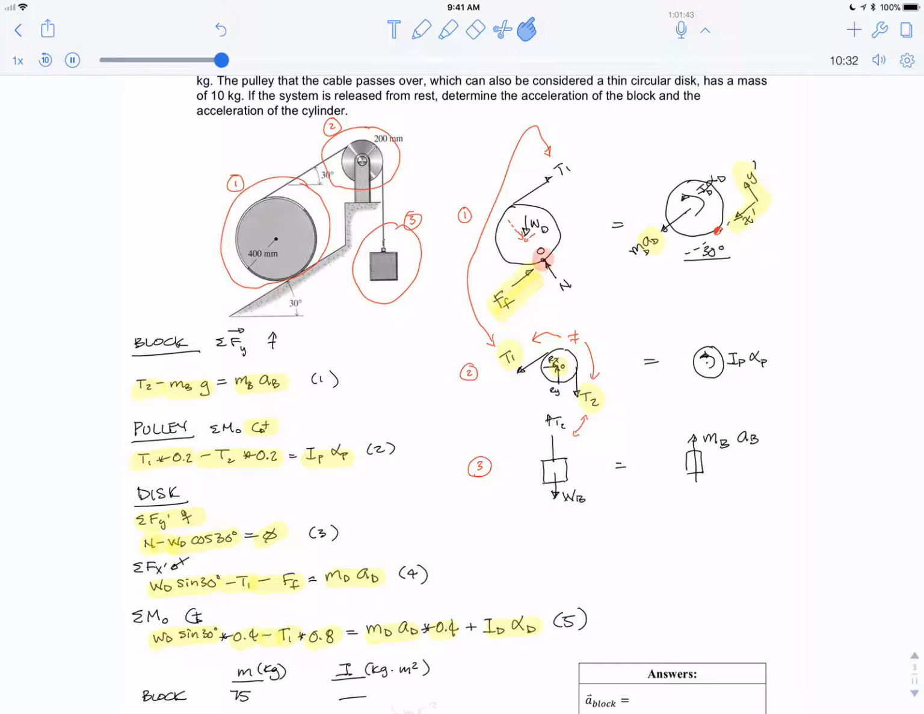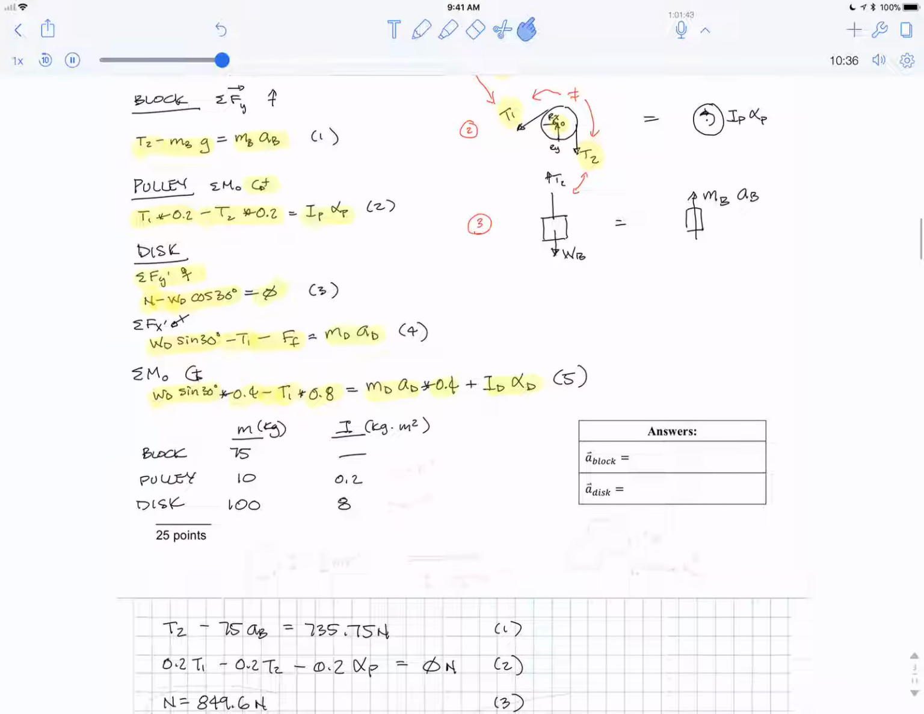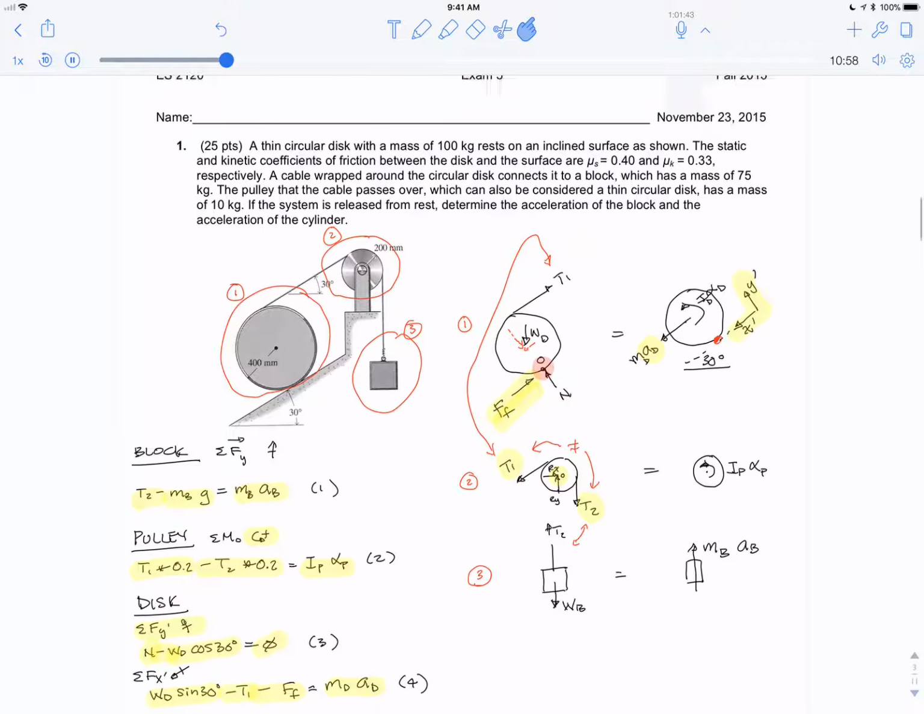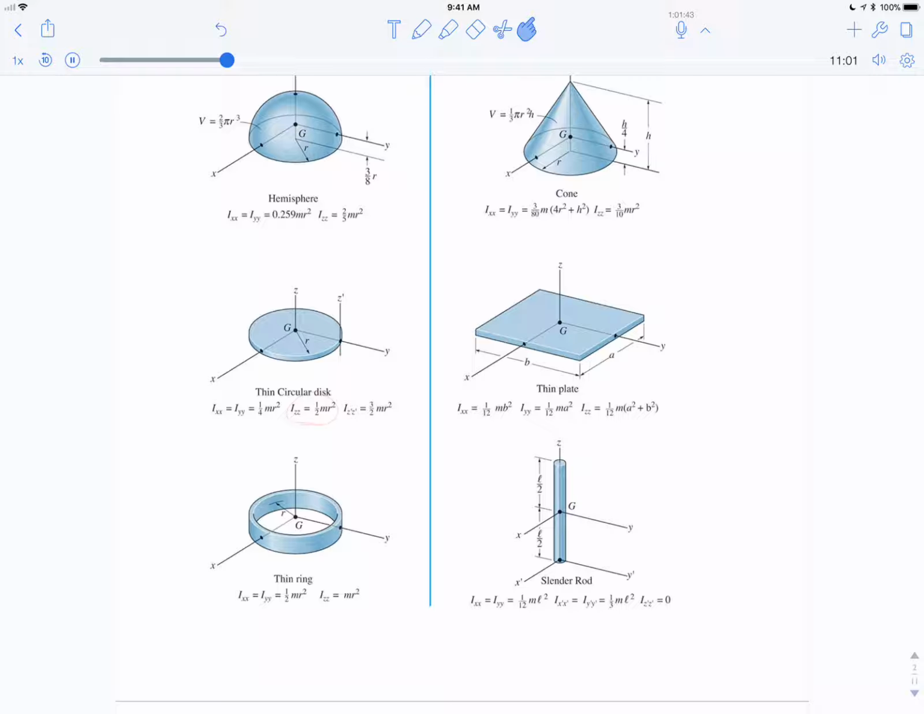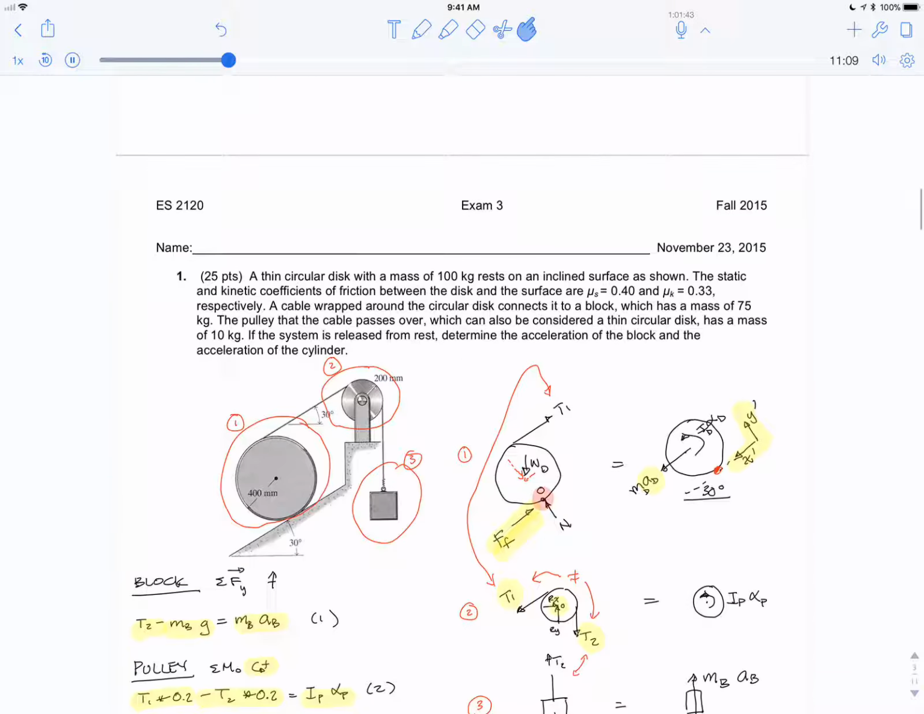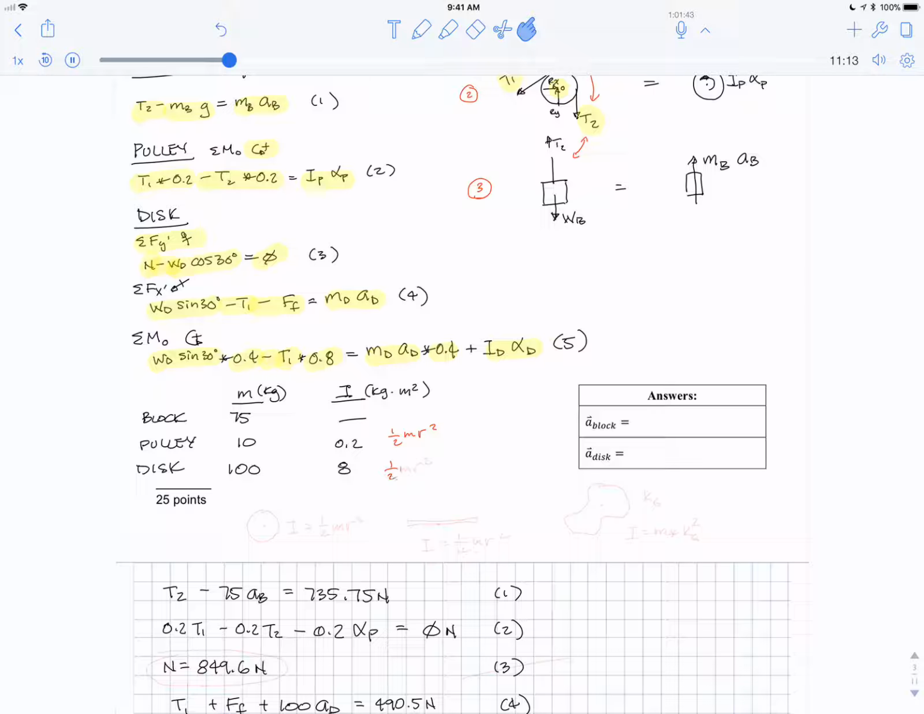Okay, so we have 5 equations here. What we need to do is put in the values for the mass and the moment of inertia. I'm going to skip that; I just wrote it out right here. You were given these masses, and the pulley can be considered a thin disc, and they even called that wheel a disc. So if you look back to the moment of inertia table, here we go. Polar moment of inertia is 1/2 mr squared. So this was just 1/2 mr squared, 1/2 mr squared.